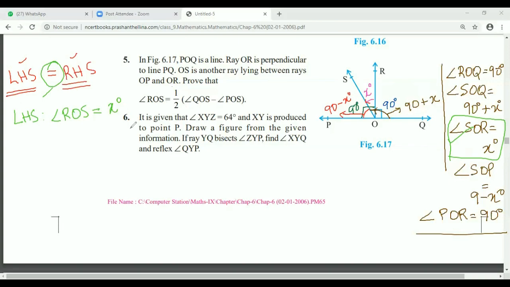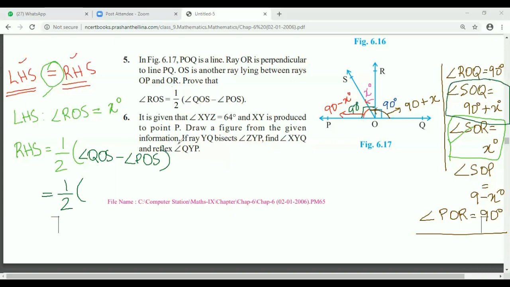Then what is the right hand side? That is the left hand side. The right hand side is given as half of what is given inside the bracket, angle QOS minus angle POS. So that is equal, we can put the values which we have, half of angle QOS. We have written the value of QOS here: angle QOS or SOQ is 90 degree plus x degree. So angle QOS has the value 90 plus x, minus angle POS.